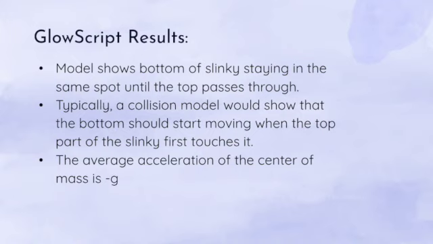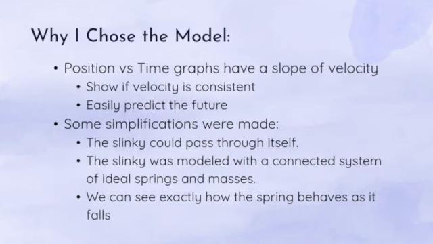Going over our results, our model shows that the bottom of the slinky stayed in the same spot until the top passes through or hits it. Typically, a collision model would show that the bottom should start moving when the top part of the slinky touches it, and the average acceleration of the center of mass is -g. I chose this model because position versus time graphs have a slope of velocity, and that shows what we want to see. And to accomplish this lab, there were some simplifications made to make it easier to tell what was happening, as you can see on this slide.